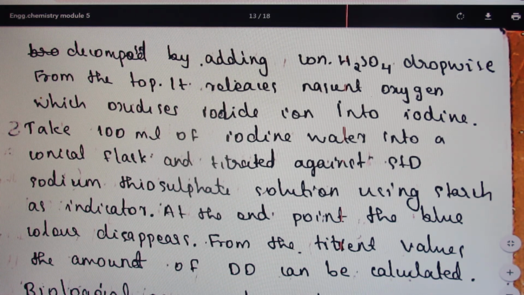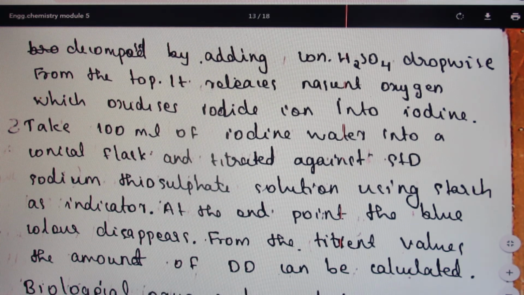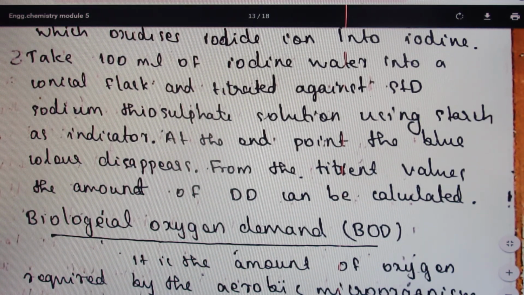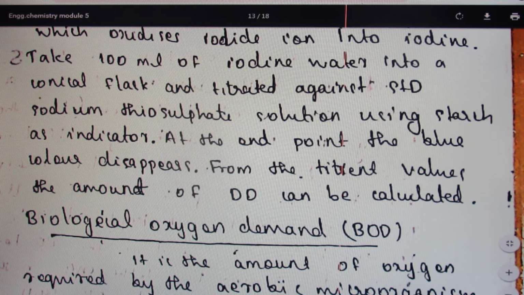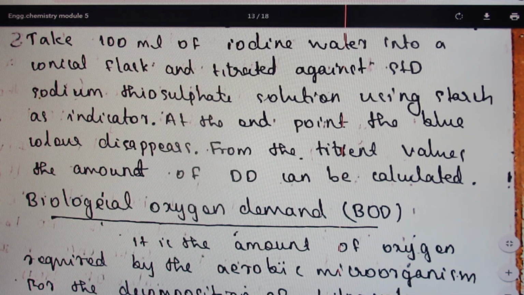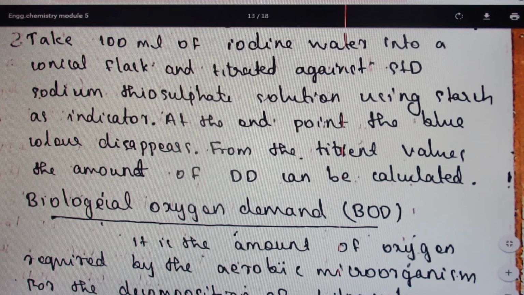Then 100 ml of the iodine solution is taken into a conical flask and titrated against standard sodium thiosulfate solution, and we use starch as the indicator. At the end point, the blue color of starch disappears. So from the titre value, we can find the amount of dissolved oxygen. We did this experiment in the lab, the iodometric method, which is called Winkler's method.